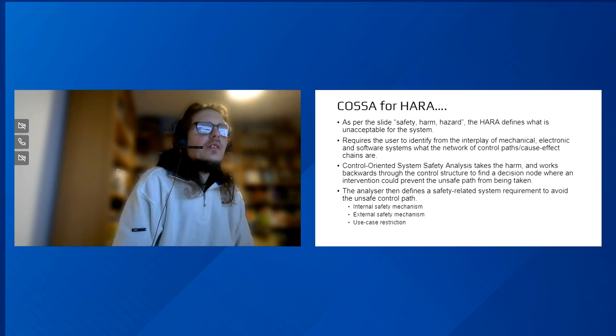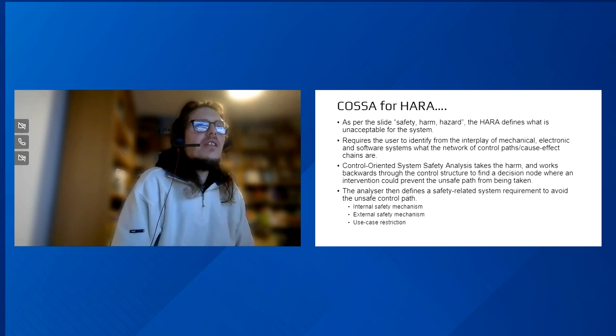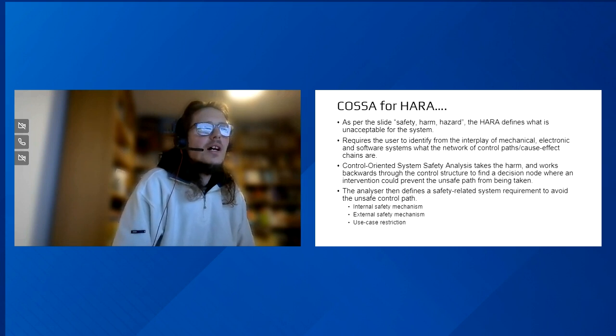And the control-oriented system safety analysis takes the harm and works backwards through the control structure to find a decision node where an intervention could prevent the unsafe path from being taken. The analyzer then defines a safety-related system requirement to avoid the unsafe control path.